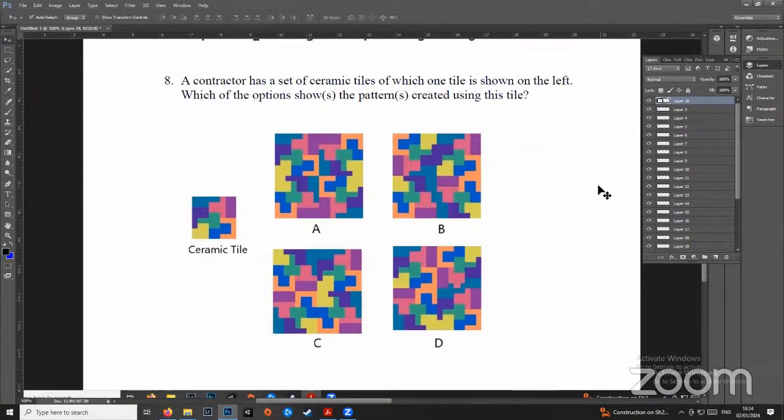Okay, so this question reads that a contractor has a set of ceramic tiles in which one of them is not correct. So why don't you figure out and tell me which is the correct answer for this? And Swishlesh, we will go back to the previous question in a minute. I just want to finish as many questions as we can, rather than spending too much time on it.